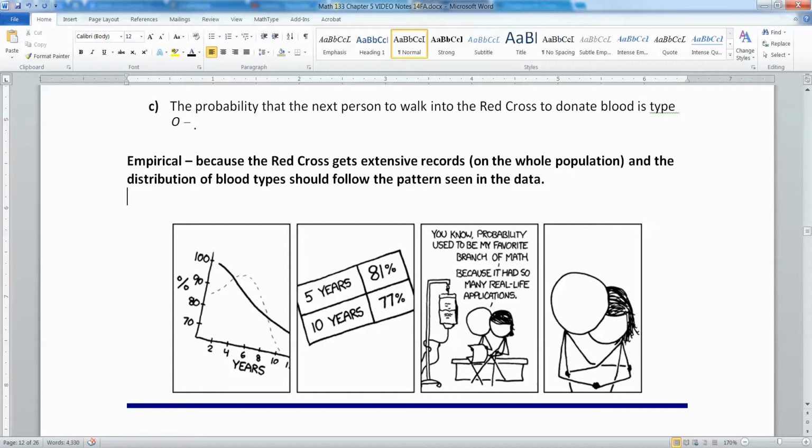And they were looking at prognoses of 81%, 77%. Those are probabilities. They're to some extent empirical probabilities because they're looking at her gender, her age, her health, et cetera, and they're making diagnoses and saying, hey, you have an 81% chance of surviving 5 years. And the person that makes the comic said, probability used to be my favorite branch of math because it had so many real life applications. And that's something to keep in mind.